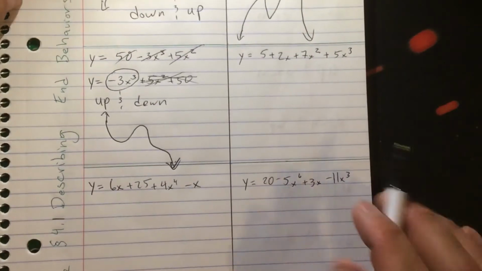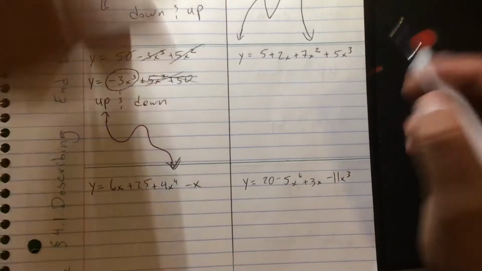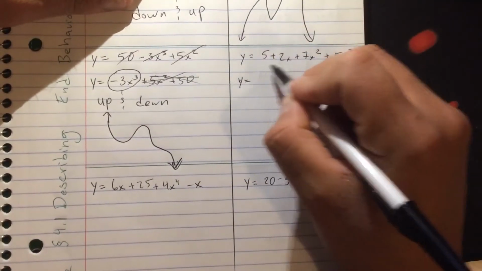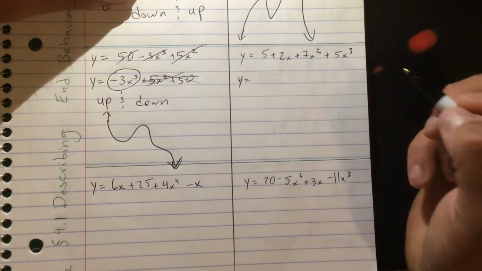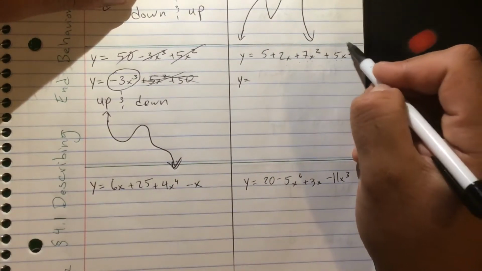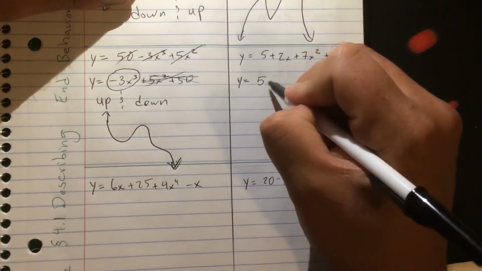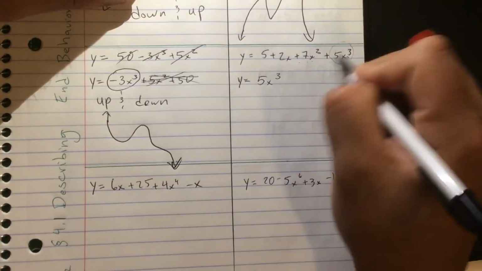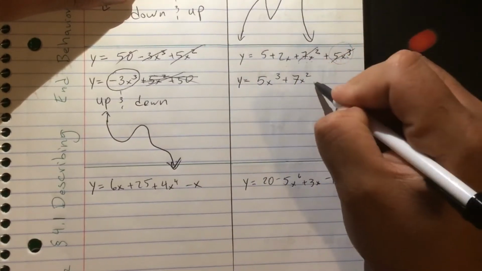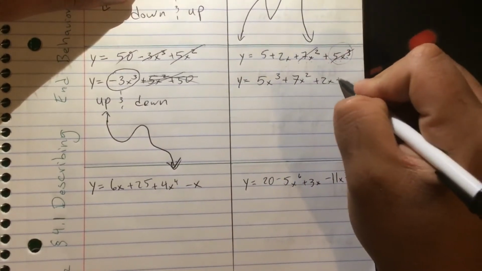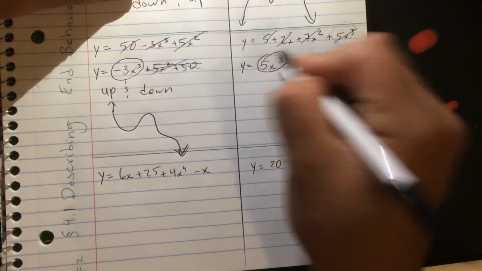The next one is y is equal to 5 plus 2x plus 7x squared plus 5x cubed. Once again, we have to put our highest term first, which is our degree 3 term. So we're going to have our 5x cubed, scratch it out because I used it, plus 7x squared plus 2x plus 5. And once again, we're only going to use this first one.